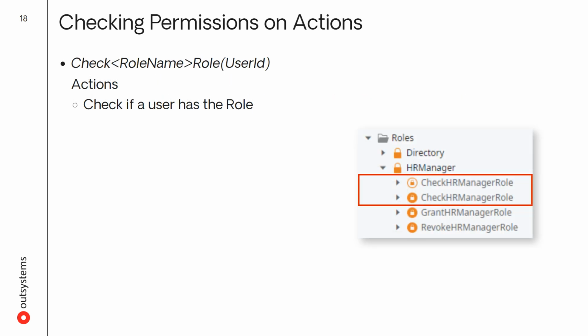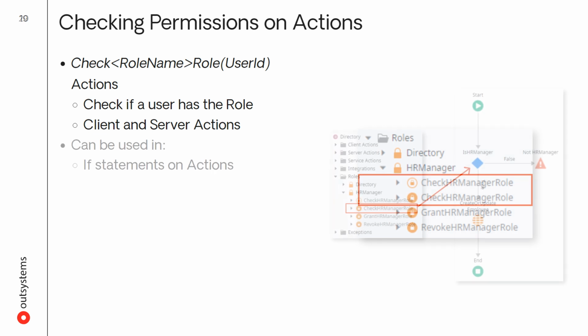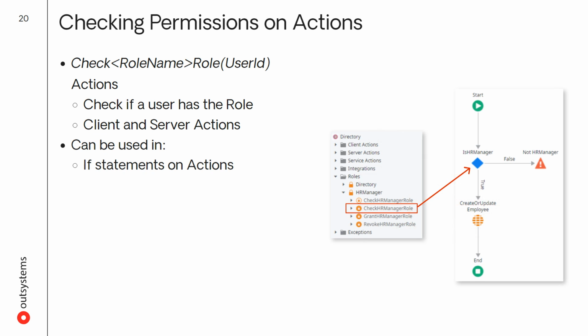Also, there are the check role actions. These actions are automatically created with each role added to an application, and they check if a user has that particular role assigned to them. There are 2 check actions, a client and a server action that can be used in client and server-side logic respectively. These actions allow developers to build logic flows that ensure that only the users with a certain role are authorized to perform a certain task.